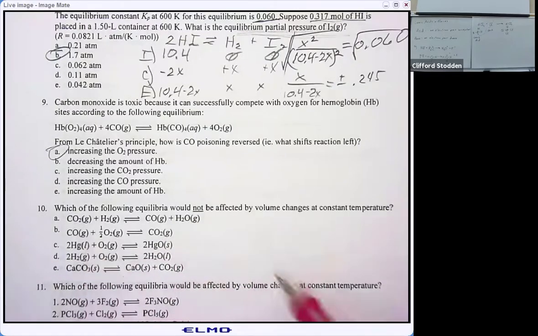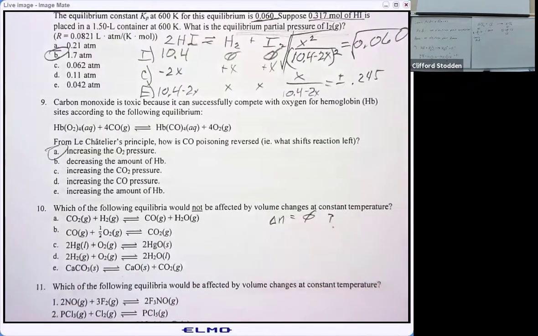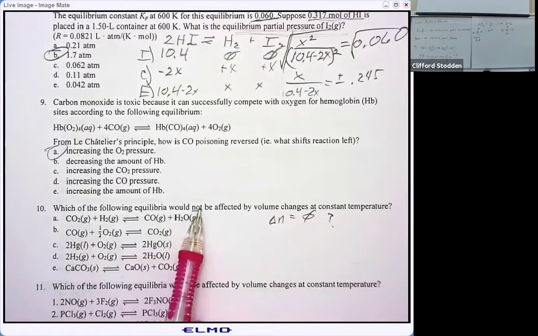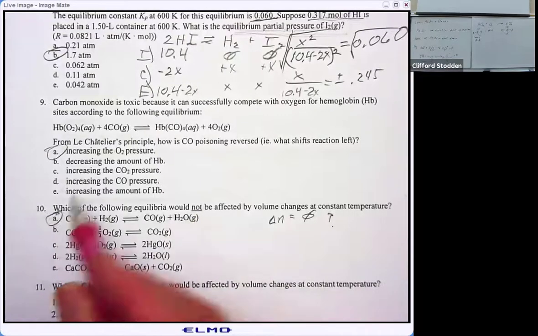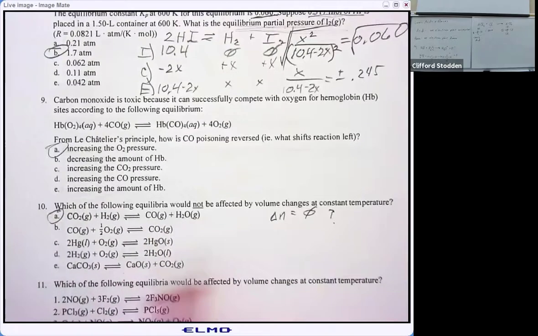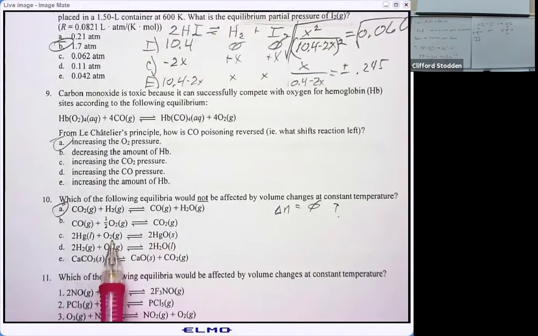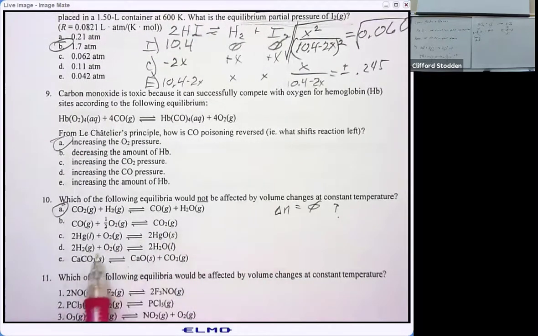For this one, we're looking at delta N equals 0. That's what we're trying to figure out: for which of these does delta N equal 0. On the first one, you have 2 moles of gas on the left and 2 moles of gas on the right. So that is a delta N equals 0. That would not be affected by volume change. So that should be the answer. Let's look at the rest of them just in case. Here you have a 1.5 on the left and a 1 on the right. So that has a delta N. Here you have a 1 because oxygen is the gas, and that's just oxygen on the left. So that would be affected by volume change.